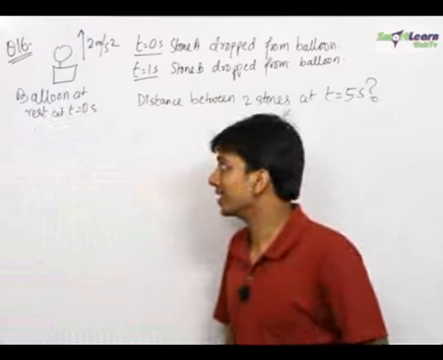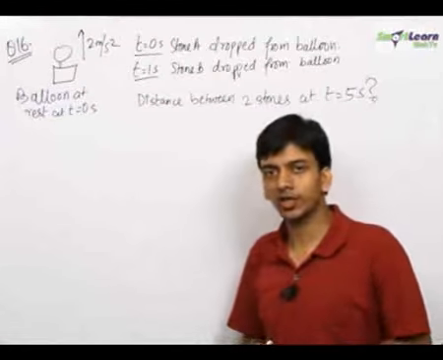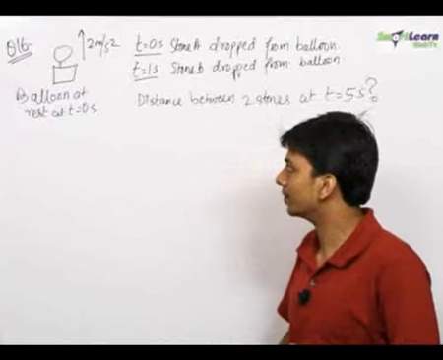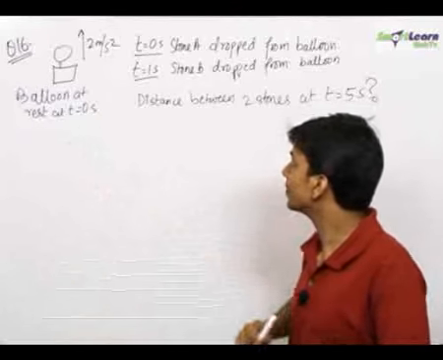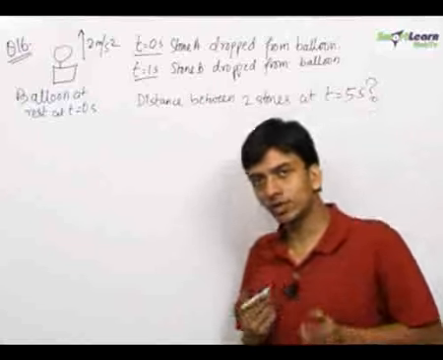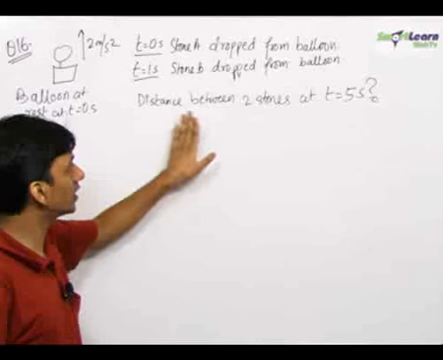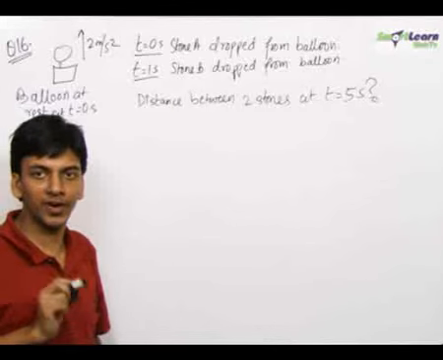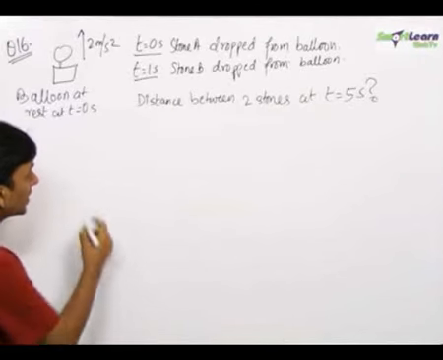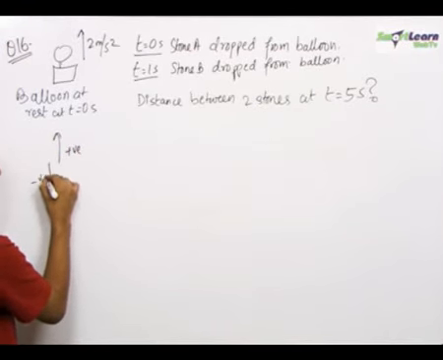The question stands as: a hot air balloon is moving up with a constant acceleration of 2 meters per second square. Initially the balloon was at rest and initially a stone is dropped from the balloon. At t is equal to 1 second, another stone is dropped from the balloon and we need to find out the distance between the two stones at t is equal to 5 seconds. So let us consider the above direction as positive and the below direction as negative.